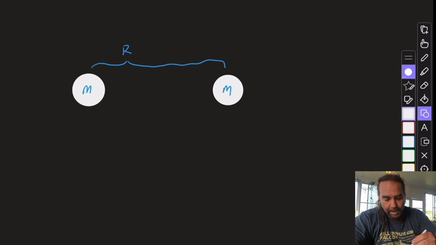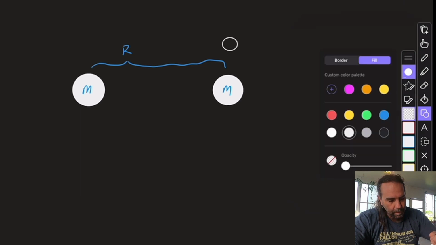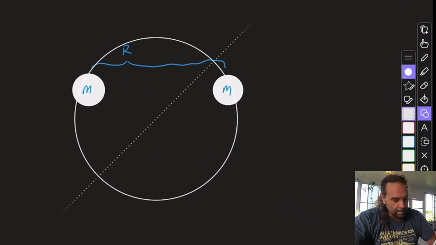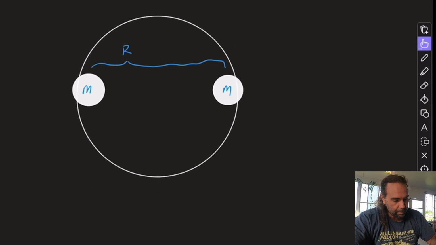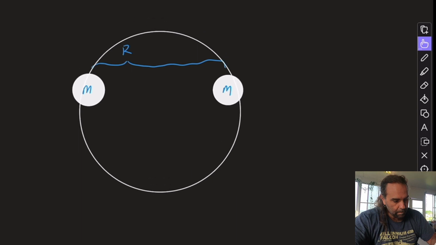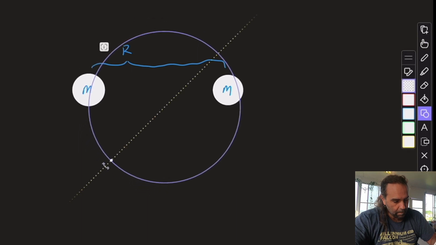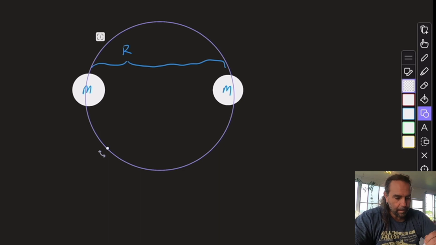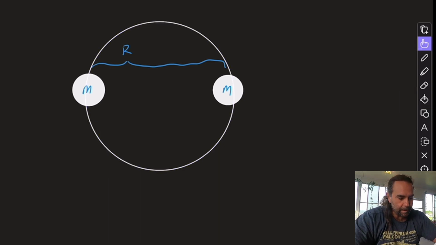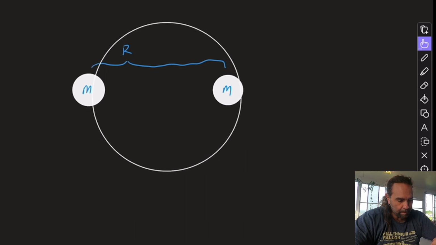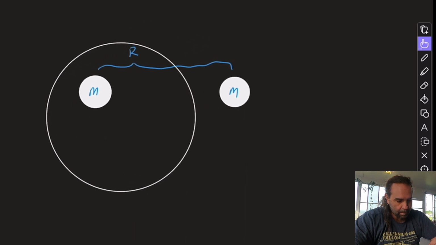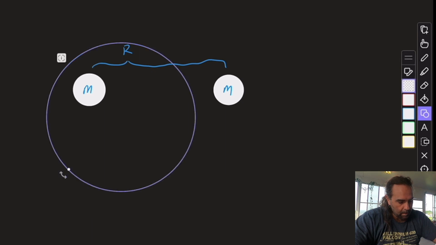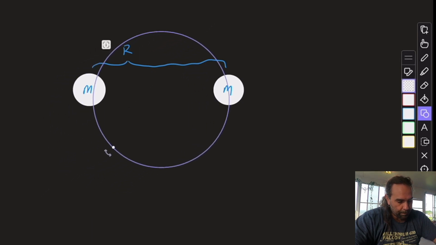other, which means that they, let's say it's circular, so there you go. They're traveling along this circular path. It's not perfect, but I'm trying. Make it a little more perfect. There we go.